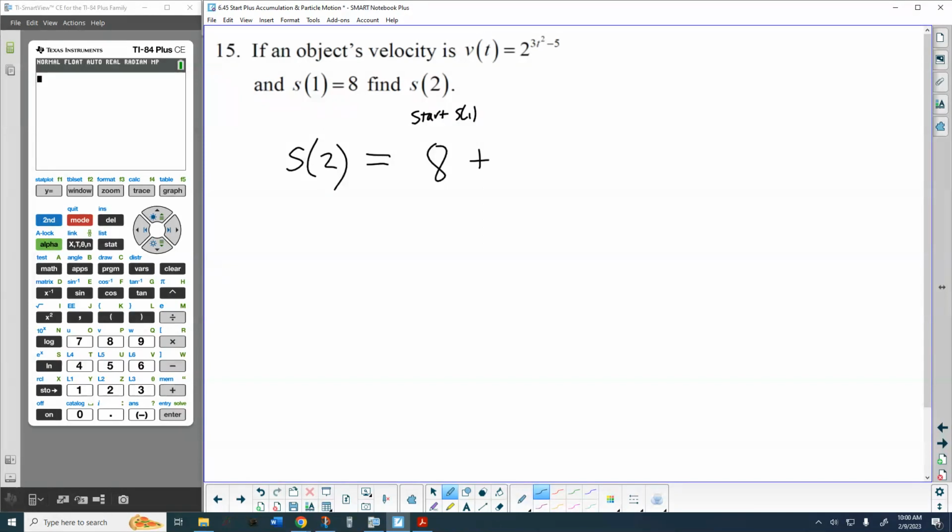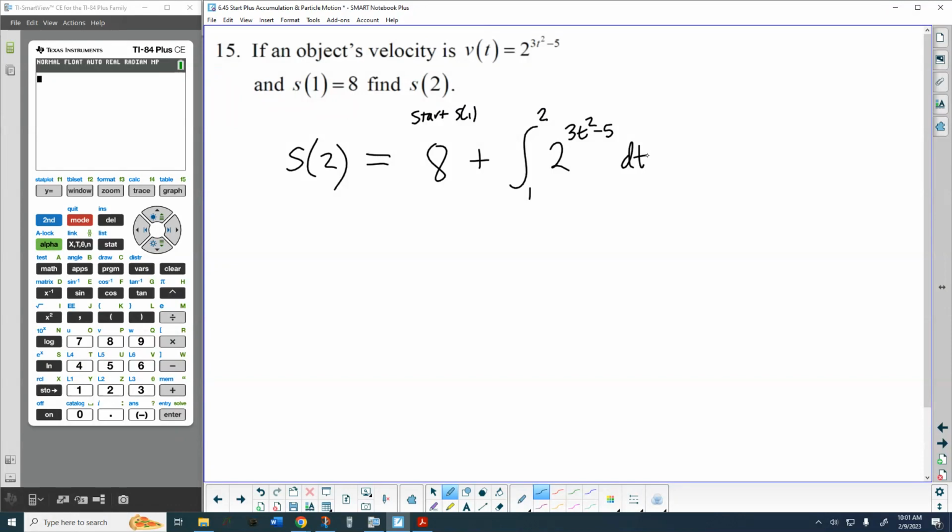So what integral are we doing? We're doing the integral from 1 to 2. So we're using s of 1 as our start value. We're starting at 1 and we're trying to figure out the value at 2. So the bottom bound is your starting x value, and the upper bound is the one you're trying to calculate the value for. Of 2 to the 3t squared minus 5 dt. And this integral is not one we could do by hand. Why not?